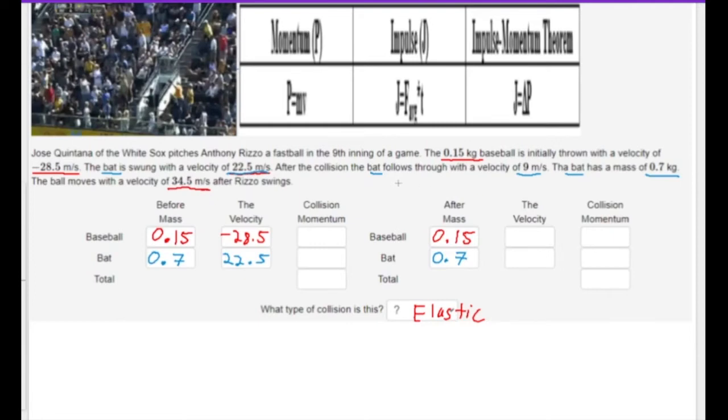Now, if we keep moving along, it says after the collision, the bat follows through with a velocity of 9 meters per second. So the bat's velocity is 9 after. And then it also says the ball is now moving with positive 34.5. So that's interesting, meaning that the ball is now moving in the direction that the bat was moving, which would make sense, and we'd expect that in baseball, because if a person is swinging at a ball, so if we have our bat here and it's swinging at this ball, we would expect the ball to move in this direction and the bat to follow through behind it in the same direction.